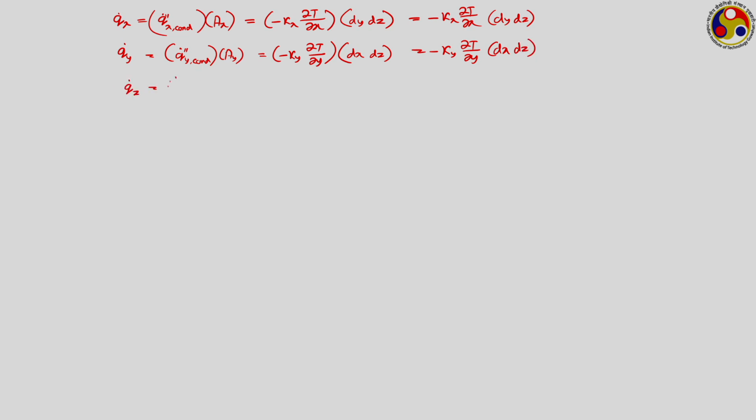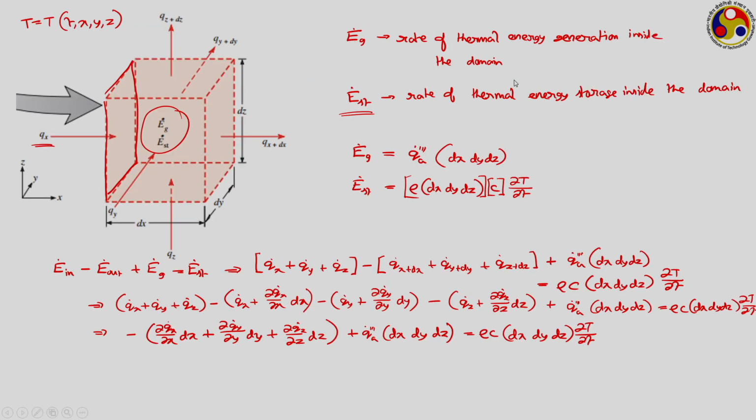Similarly, q dot z should be equal to the conduction heat flux acting in the z direction into the area having normal in the z direction. So, the first term using Fourier's law of heat conduction is minus kz dou T dou z into area Az, the one having normal in the z direction, that is aligned with the xy plane. So, this is nothing but dx dy, equal to minus kz dou T dou z dx dy. Now, let us put these expressions back here.